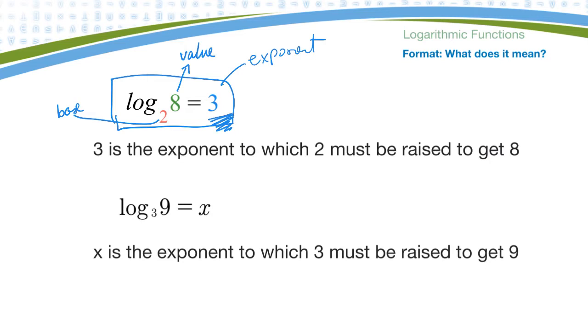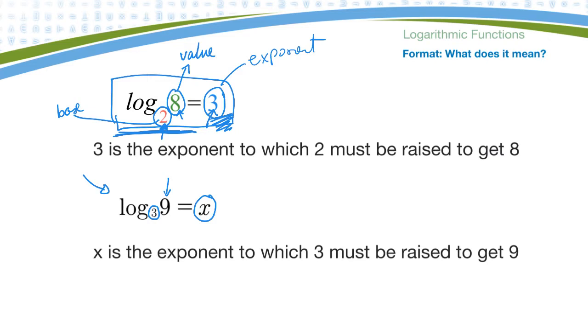So when you're reading this, what you say is 2 is raised to the third exponent in order to get 8. Or you can say it this way and start backwards and say 3 is the exponent to which 2 is raised in order to get 8. See if you can read this one down here. So x is the exponent to which 3 is raised in order to get 9.